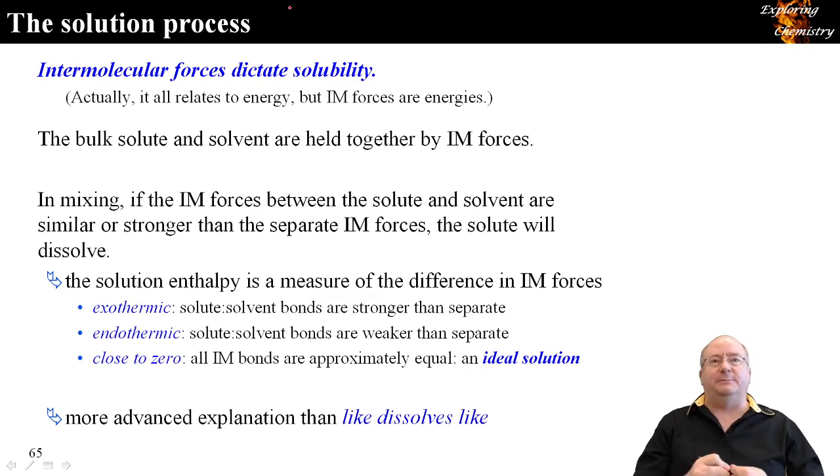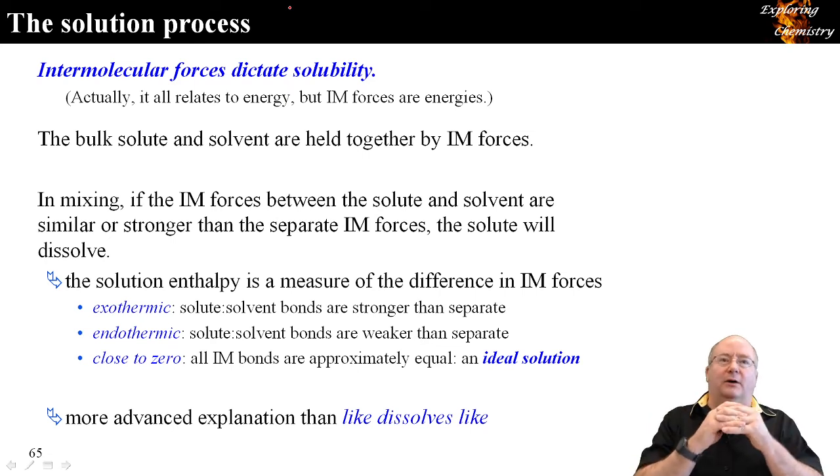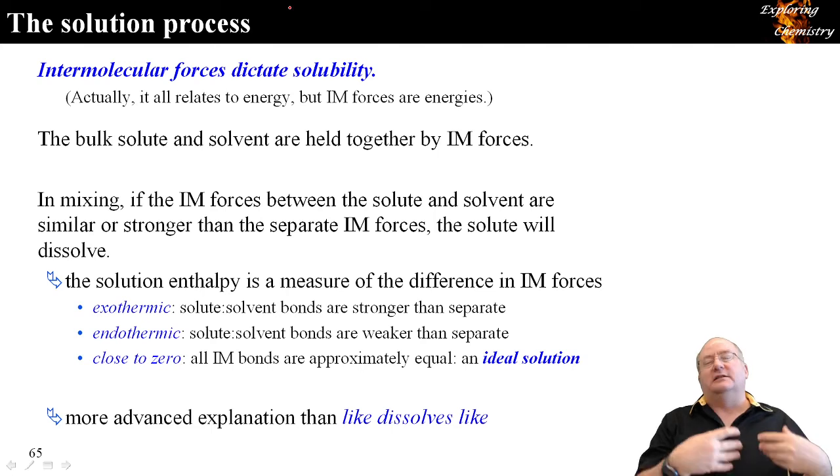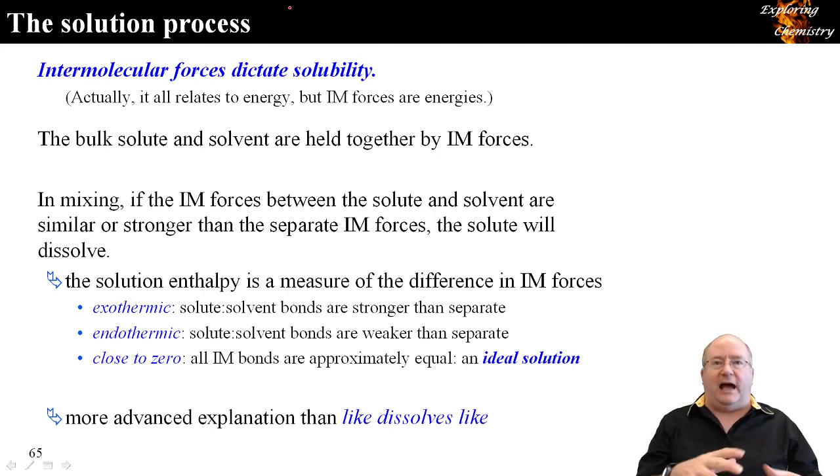If it happens to be that the bonds forming are about the same energy as the bonds being broken, so you have a solution enthalpy that is close to 0, then you have what is called an ideal solution. A lot of the stuff we're going to be talking about is based on ideal solution, and then we're going to see how deviation from ideal is an indicator of exothermicity or endothermicity of the process.